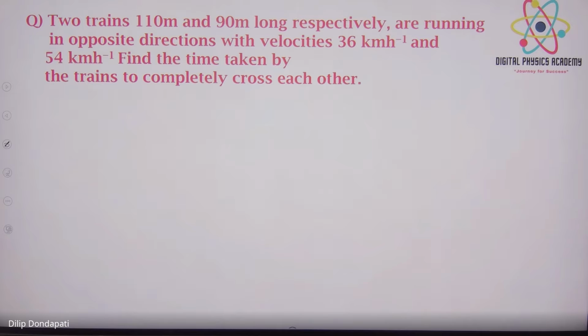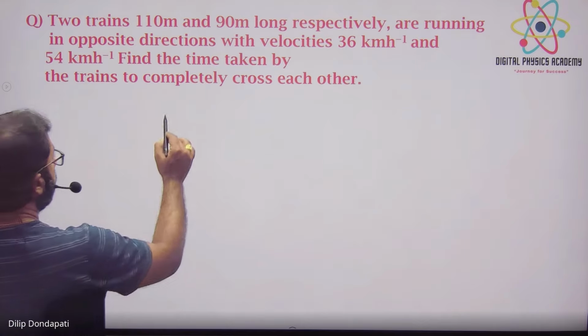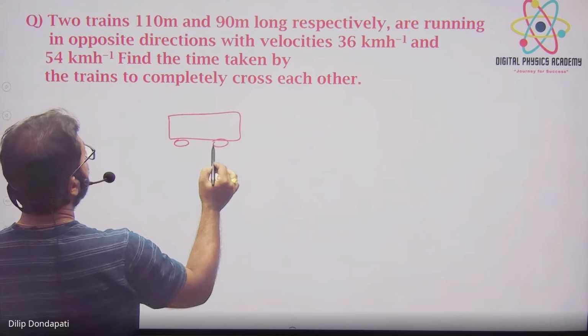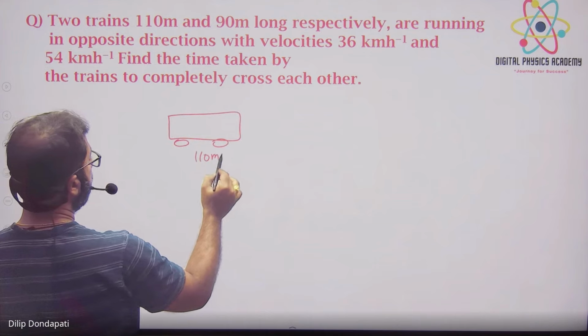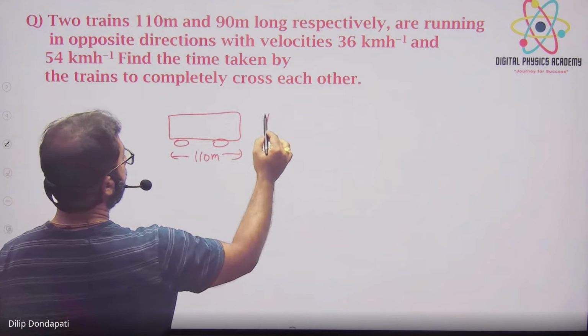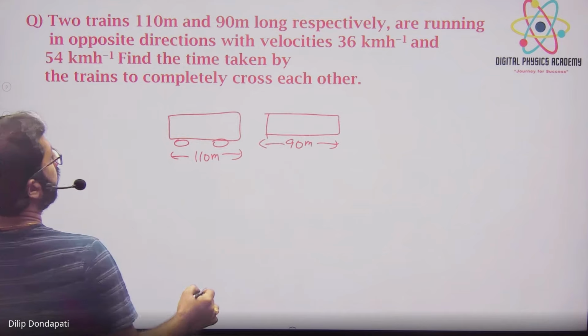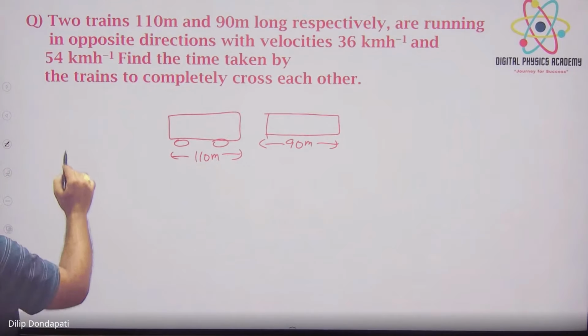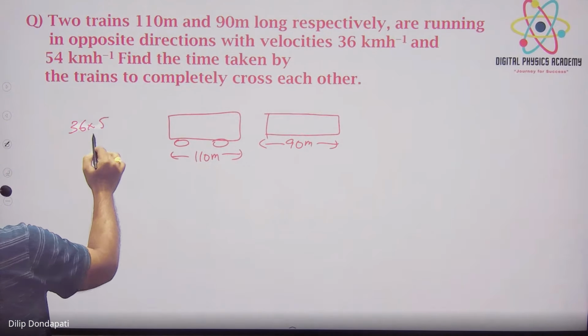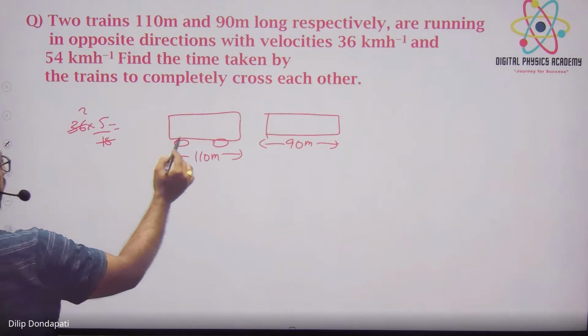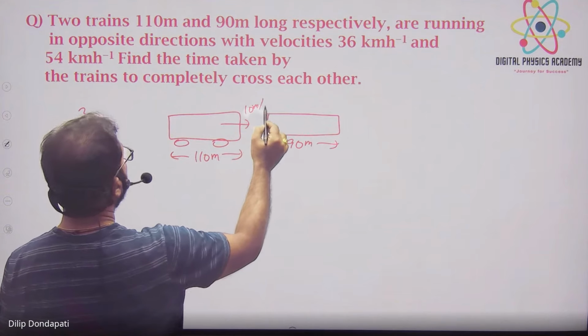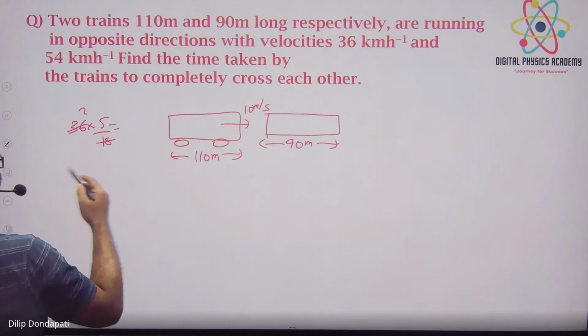So two trains are running in opposite directions with velocities this much. So convert into meters per second. Find the time taken by the two trains to completely cross each other. So 36 means 5 by 18, right? 10 meters per second. And similarly 54 gives 15. 15 meters per second.